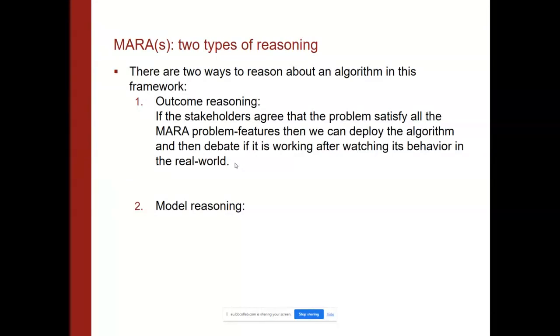And this is what happens a lot of times when people have deployed an algorithm and we're surprised that it fails. The key is that they decided that the algorithm was definitely going to work prior to deployment. In reality, with outcome reasoning, you need to be watching it after it's deployed, and that's where you decide ultimately if it was a success or not.